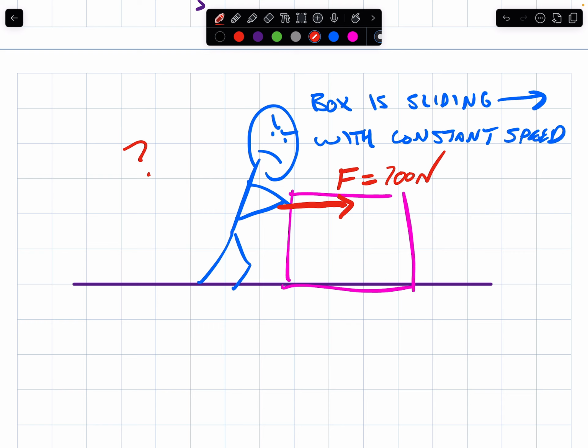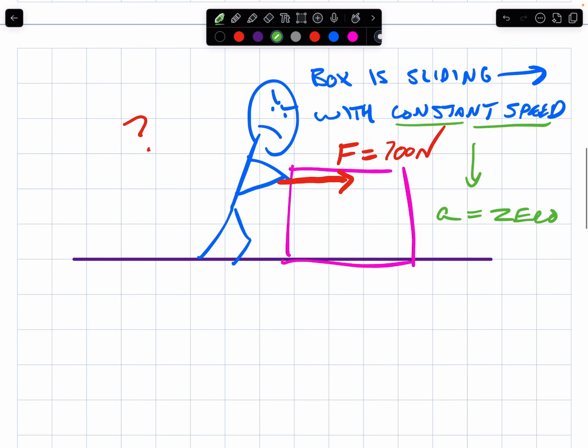Well, the key is to realize what this is saying. Constant speed. If the speed is constant, that means the speed is not changing. The box is not speeding up, it's not slowing down, it's not making a turn, it's moving with constant speed. And this implies that the acceleration of the box is still zero. If it's sitting still or if it's moving with constant velocity, the acceleration is zero in both cases.